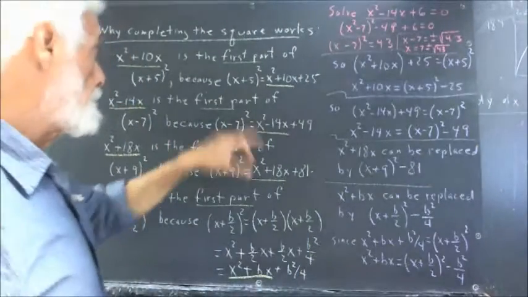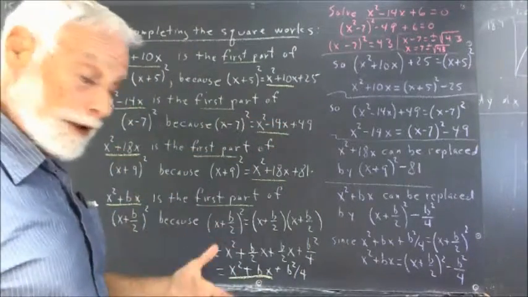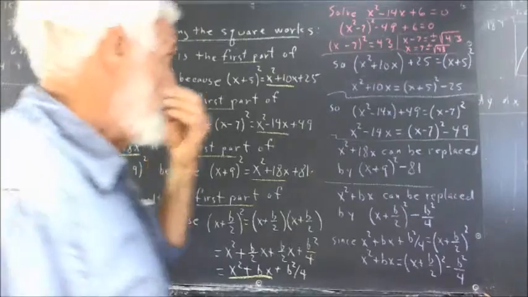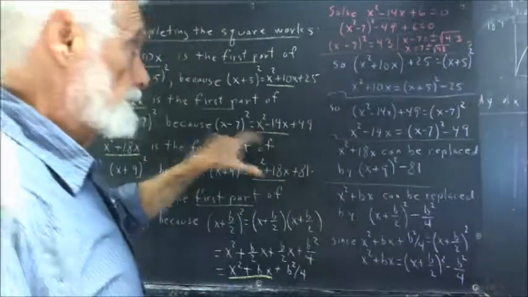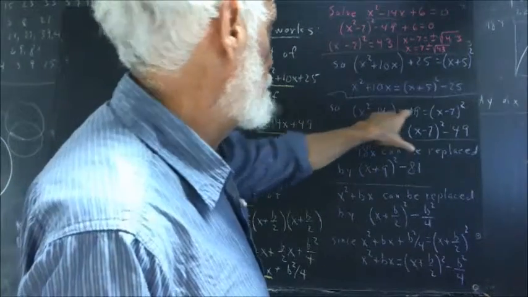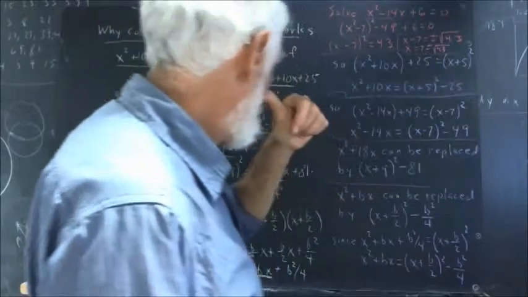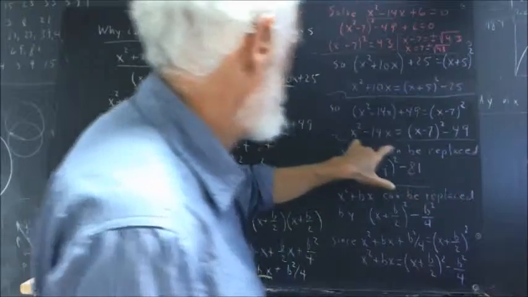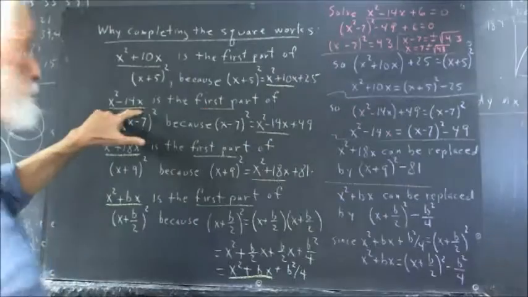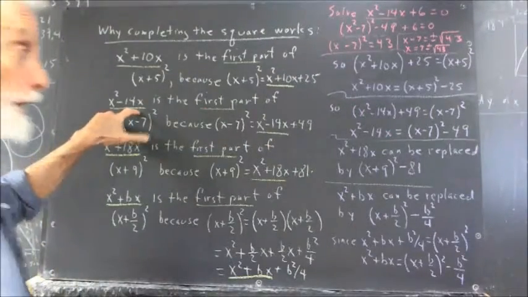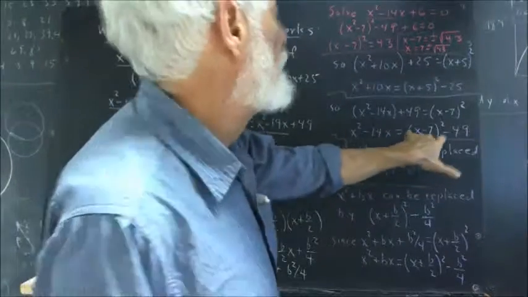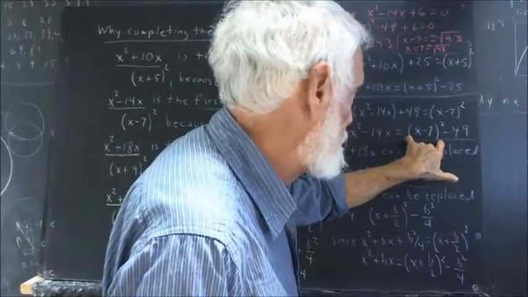Okay, doing the same thing here. And don't look ahead. Just pause and see what you get. But we can rearrange this just to say that x squared minus 14x plus 49 is (x minus 7) squared. Subtracting the 49 from both sides, we see that our original expression, x squared minus 14x, can be replaced by (x minus 7) squared minus 49.